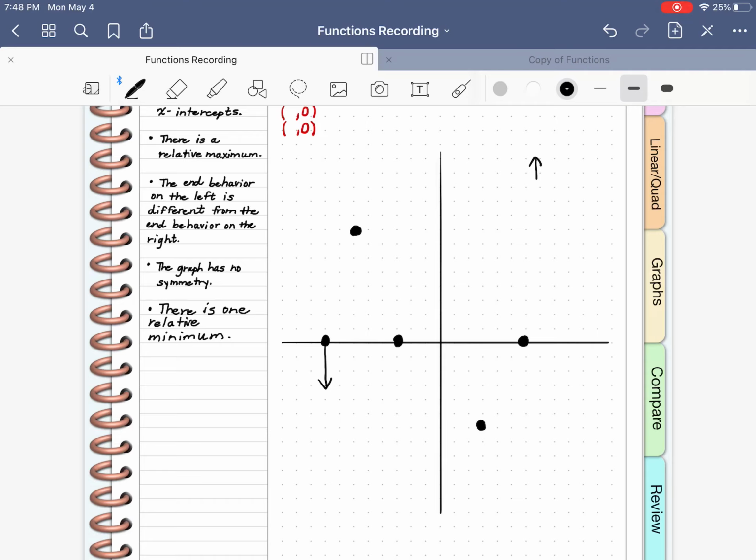Again, this is just one graph that you could come up with. There could be hundreds of thousands of them. But I'm going to connect my dots here. There's the maximum, and here's the minimum, and here is that end behavior that is different.